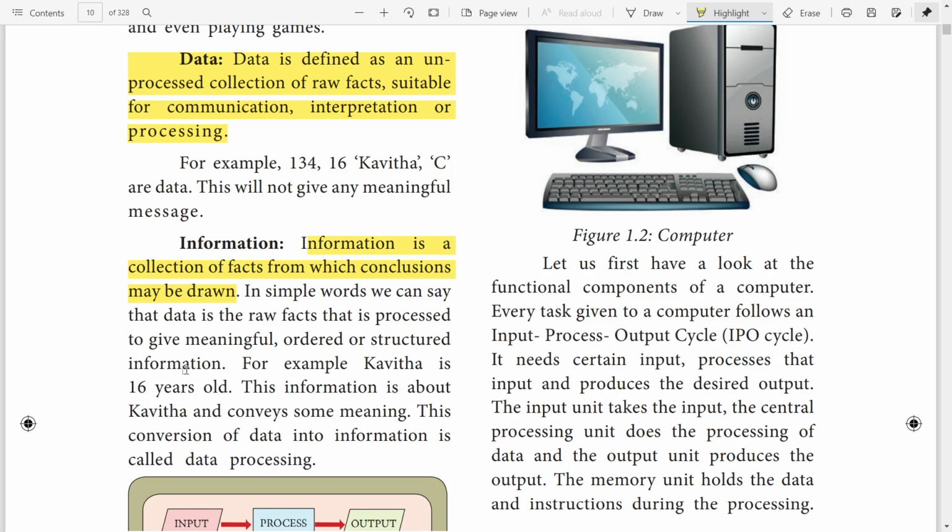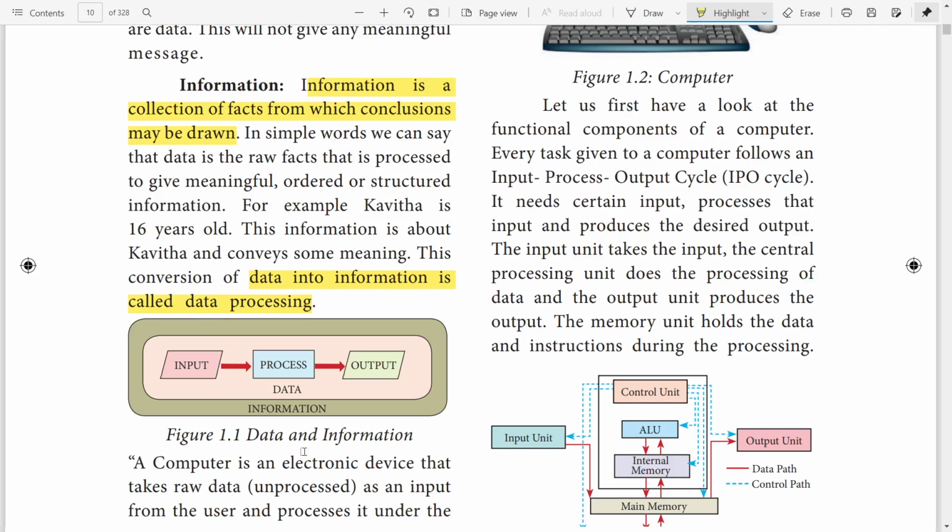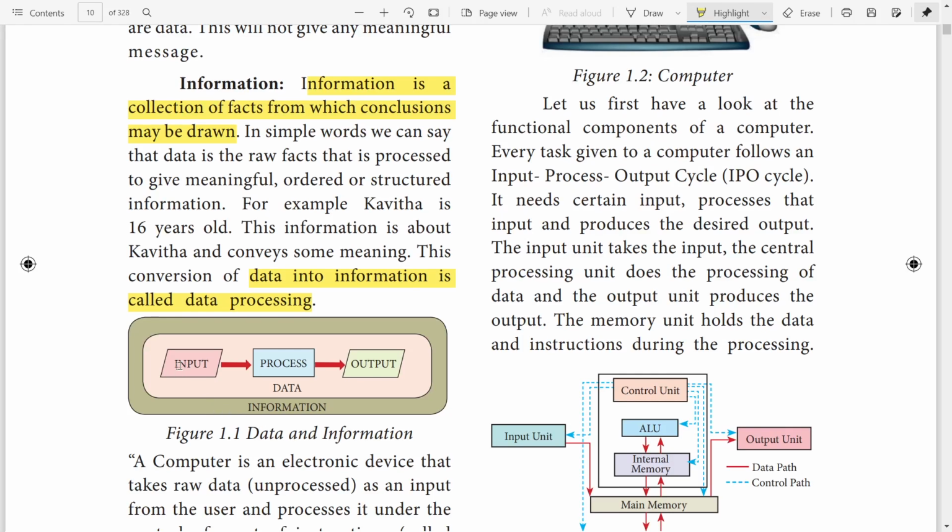For example, Kavita is a 16-year-old. This information is about Kavita and conveys some meaning. This conversion of data into information is called data processing. Input is given by the user. That input is processed by the computer and it generates an output.